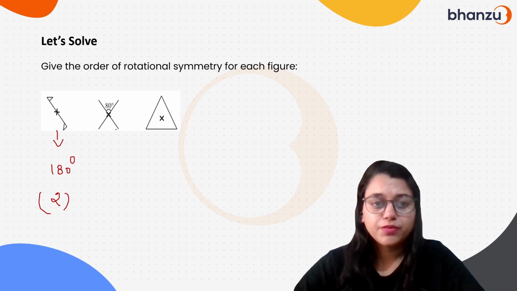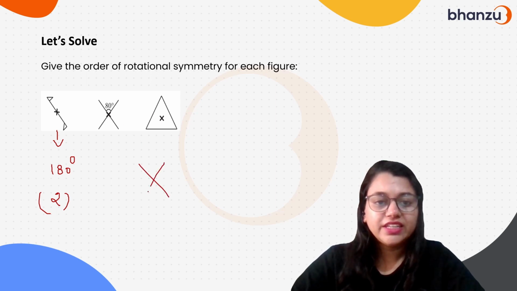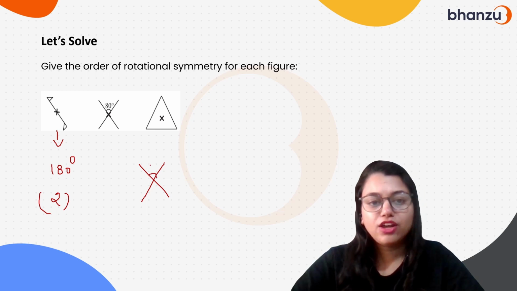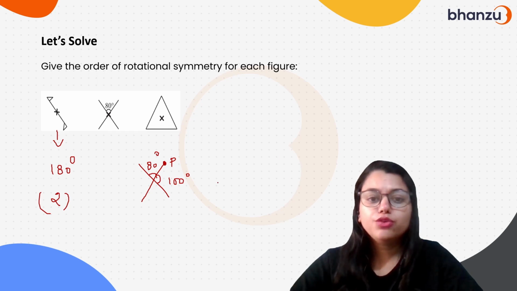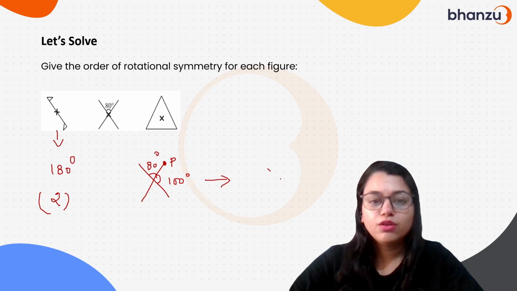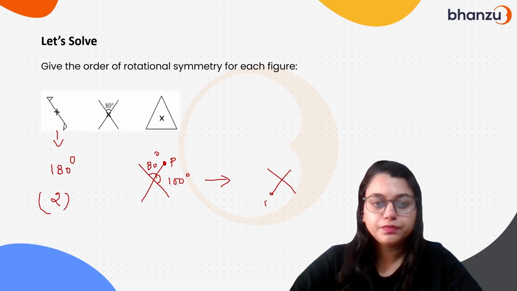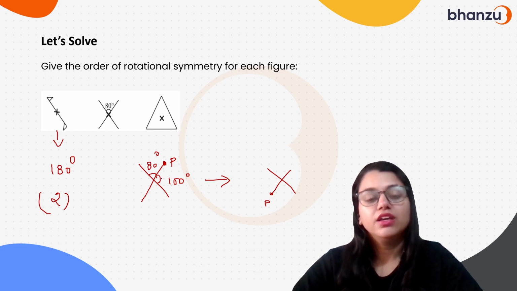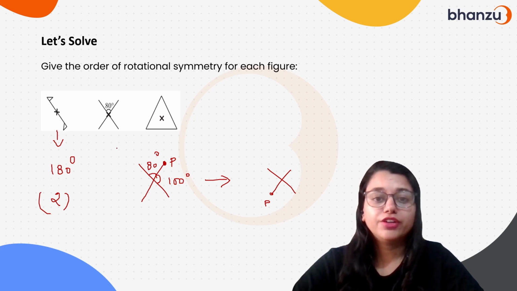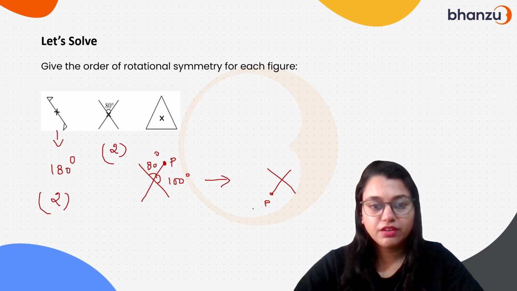Let us see the next figure. Here we have these 2 lines in which the angle of intersection is given as 80 degrees. So this is 80 degrees, then it means this angle will be 100 degrees, right? So let us say this point is P. Again, when you rotate this at an angle of 180 degrees, what will you get? This point P will come here and it will show that this is symmetrical to the given figure. So in this case also, we can say that the order of rotational symmetry is 2 here, right?